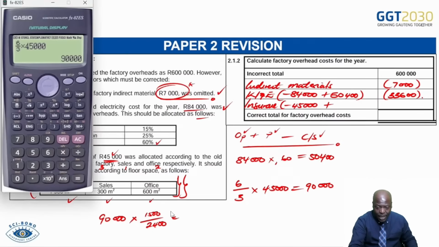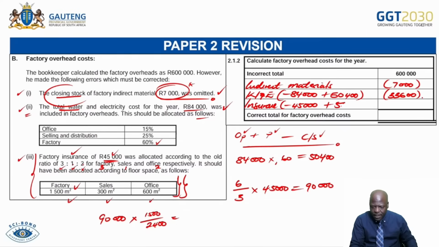How much do we then get? So we then say 90,000, multiply that by your 1.5 over your 2.4 square meters. And that's going to give you 56,250. So we come in, then we say plus 56,250, and then we close bracket.